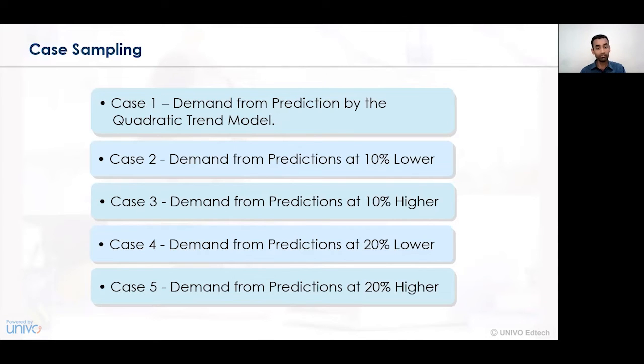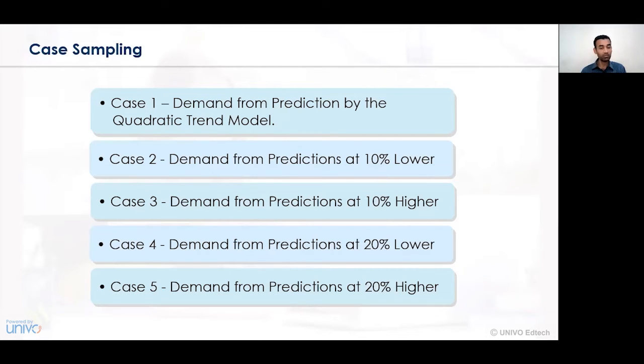Number 1, the demand prediction by the quadratic trend model. A quadratic trend model can be implemented, and accordingly, based on the predictions of the demand, the production capacity may be either increased or decreased. So the first basic essential requirement is prediction of demand by the quadratic trend model. This was the first case.